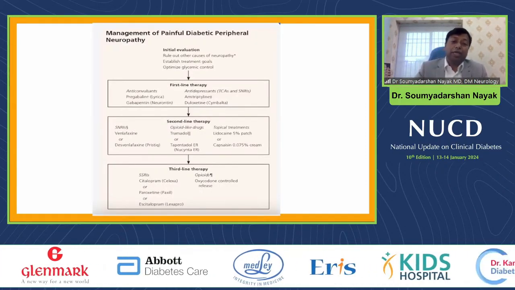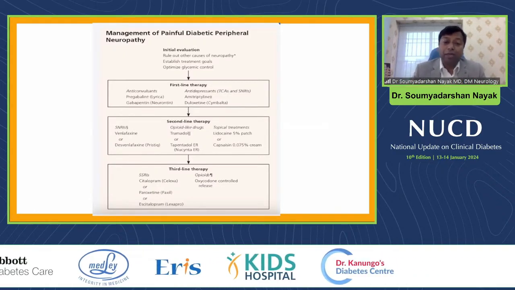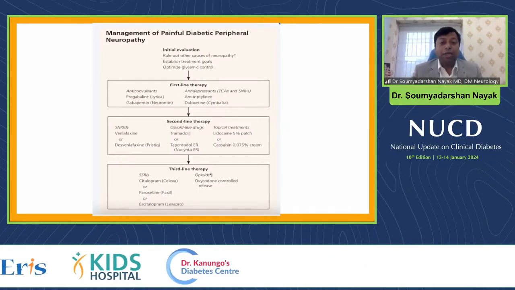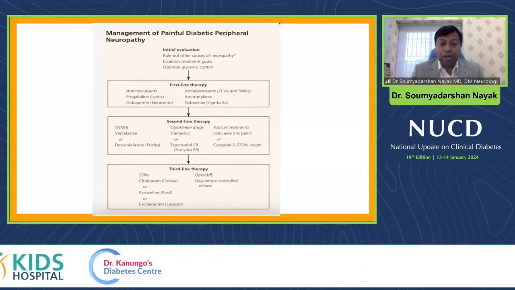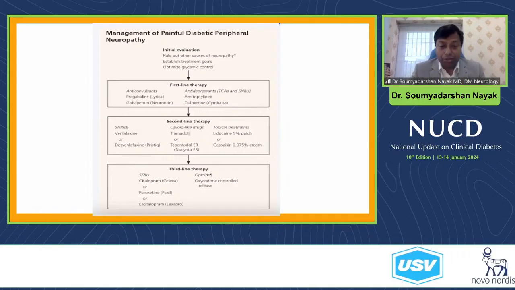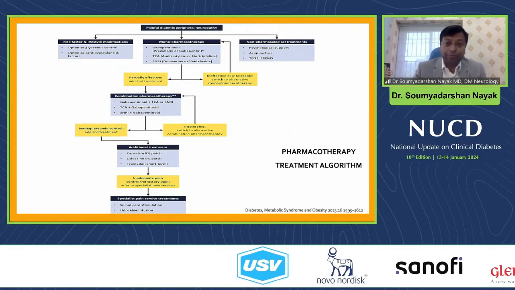So in a nutshell, these are the first line which we all use: pregabalin, gabapentin, amitriptyline, nortriptyline, and duloxetine. Among the SNRIs, which are second line, are venlafaxine and desvenlafaxine, tramadol, tapentadol, and the patches. Third line are the newer group of drugs.